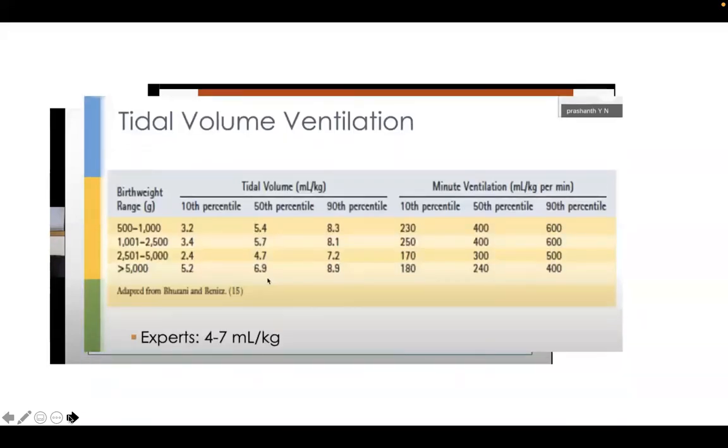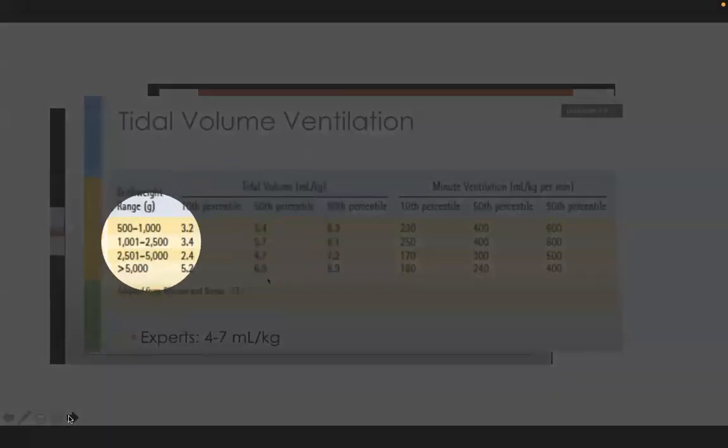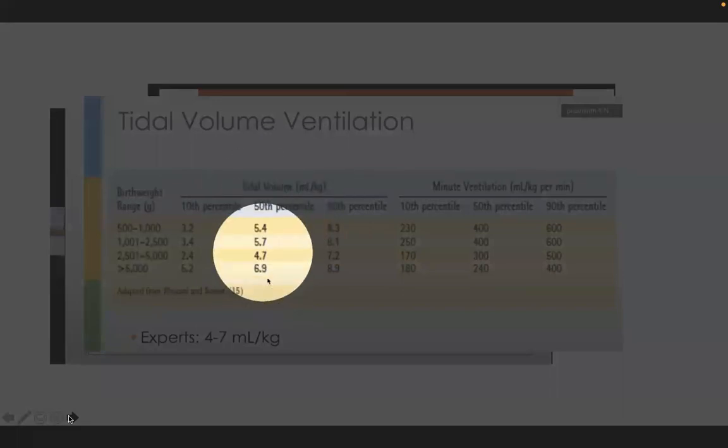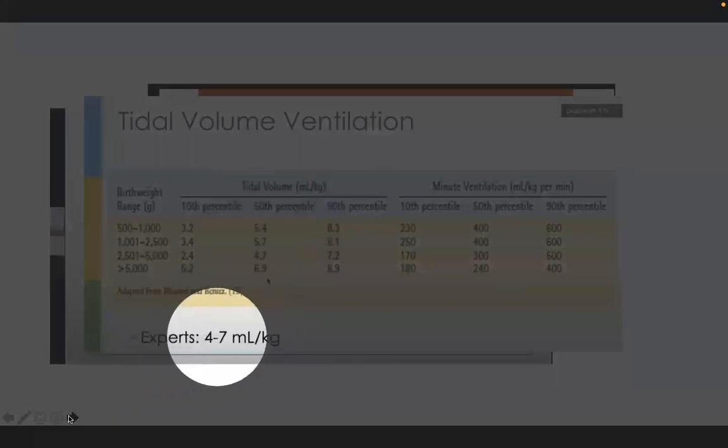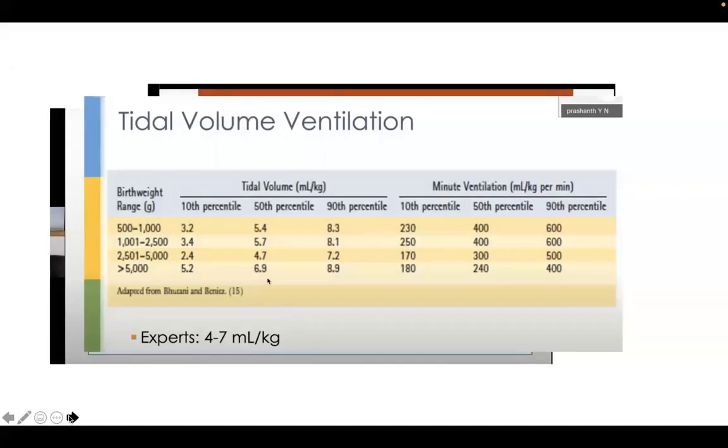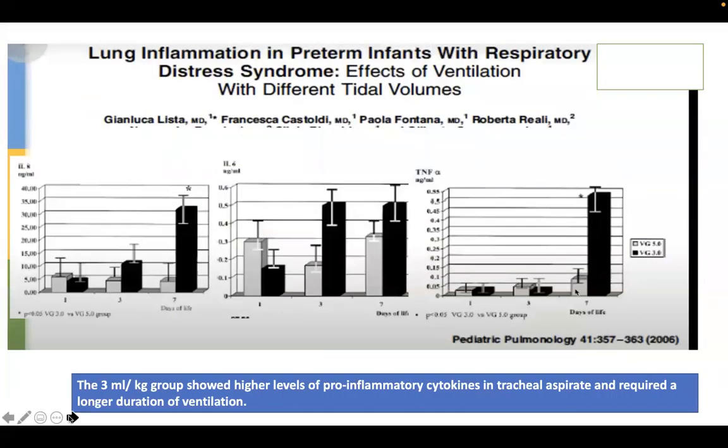Different target tidal volumes have been studied in many trials. As can be seen here, according to the birth weight, the tidal volume requirement may increase. As we go up, the tidal volume requirement is increased. However, for most of the babies, the experts recommend 4 to 7 ml per kg of target volume that we should set. Setting an even higher tidal volume is also injurious, and a lower tidal volume is also injurious.